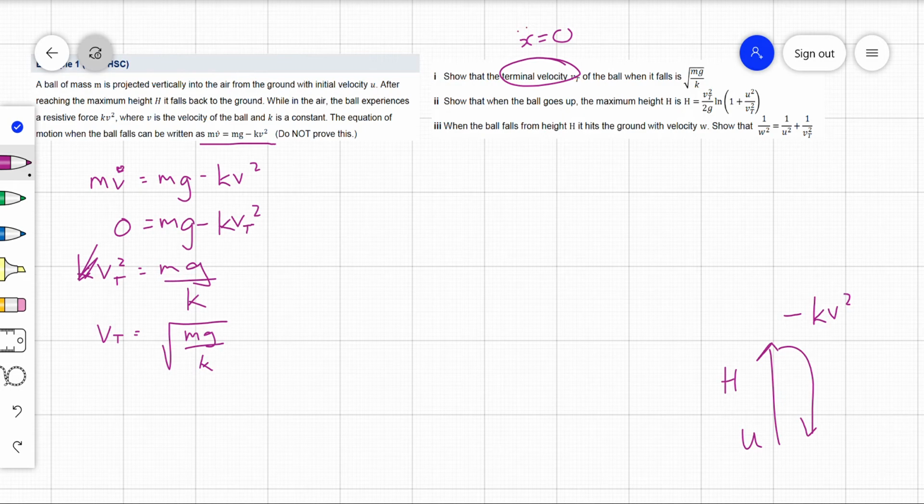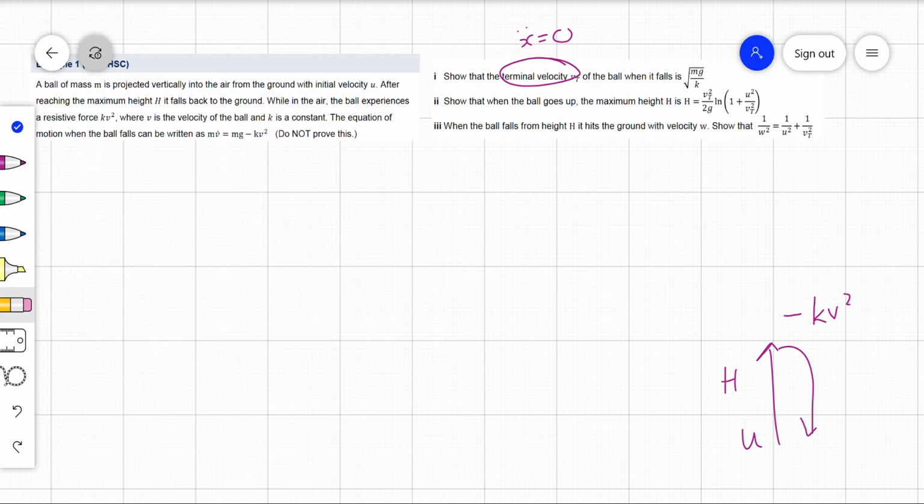Alright, now we've got that terminal velocity, and again, if you couldn't do part 1, we could definitely use that answer in our part 2 or 3, depending on when we need it. Okay, so if I have a look at part 2, we want to show that when the ball goes up this time. As soon as it says when it goes up, I might write my equation of motion. I'm always going to use a different equation of motion for up and a separate one for down. I'm going to split them up.